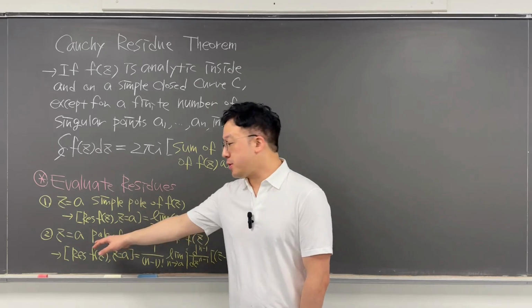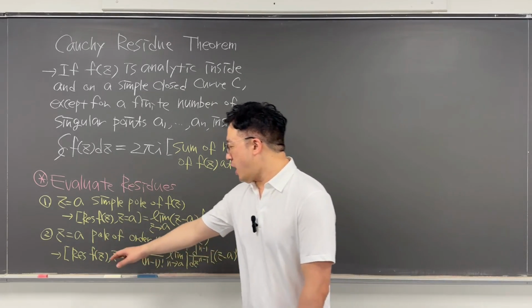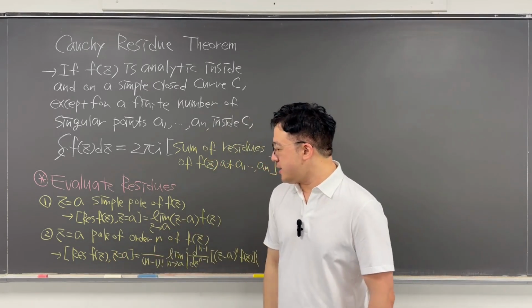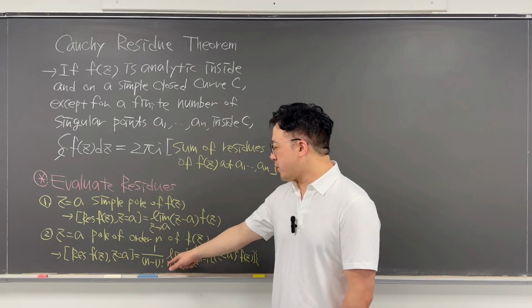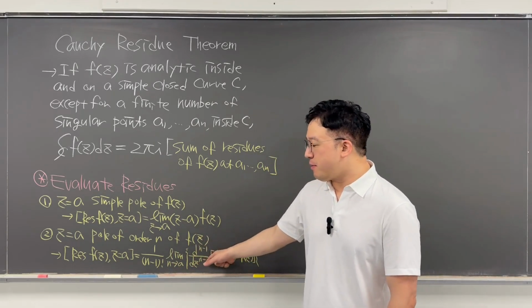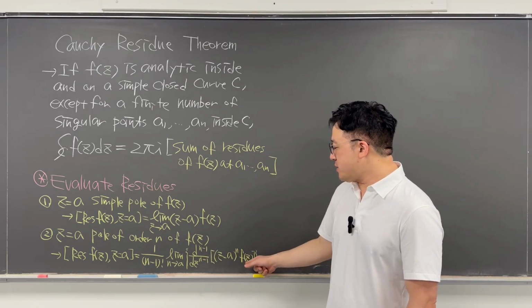And if you're working on case number 2, pole of order n, when n is greater than 1, we have this little complicated formula, but anyway, the residue of f of z when z is equal to a is 1 over n minus 1 factorial times the limit z going to a. Then this part is saying the n minus 1 derivative of z minus a to the power of n times f of z.